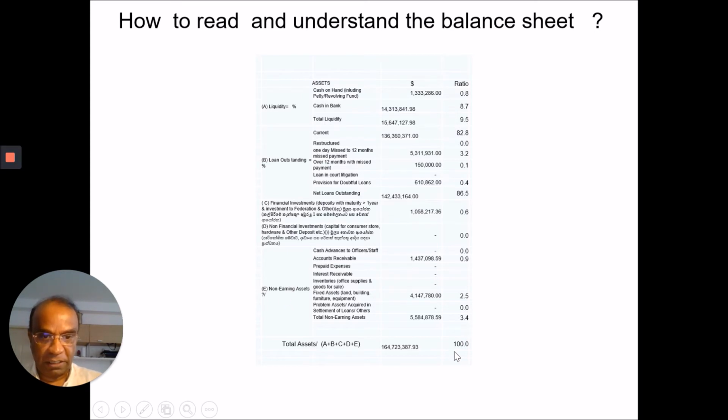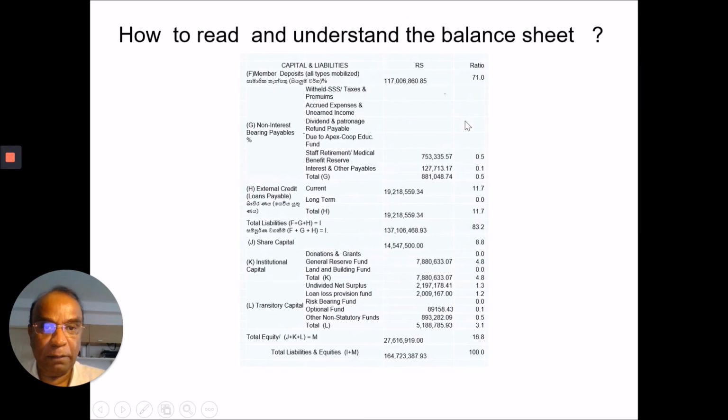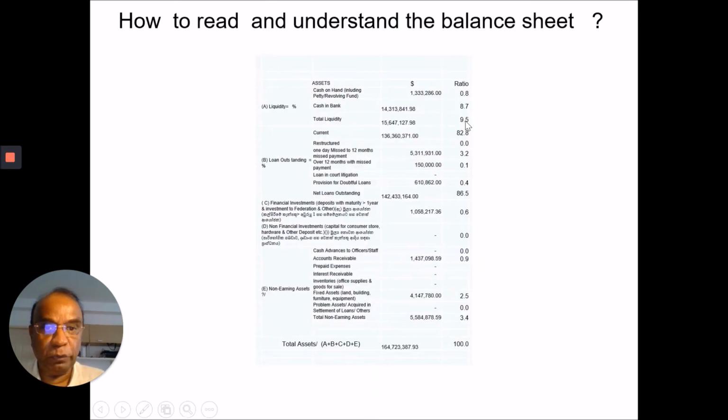So altogether, you can see 100% here. When we look at the balance sheet, the biggest ratio is loan outstanding, which is 86%. But when you look at the current balance quality after reviewing portfolio delinquency level, when we segregate it, we have the liquidity position, cash in hand, cash in bank, and everything, only 9.5. So it's very important, 9.5.